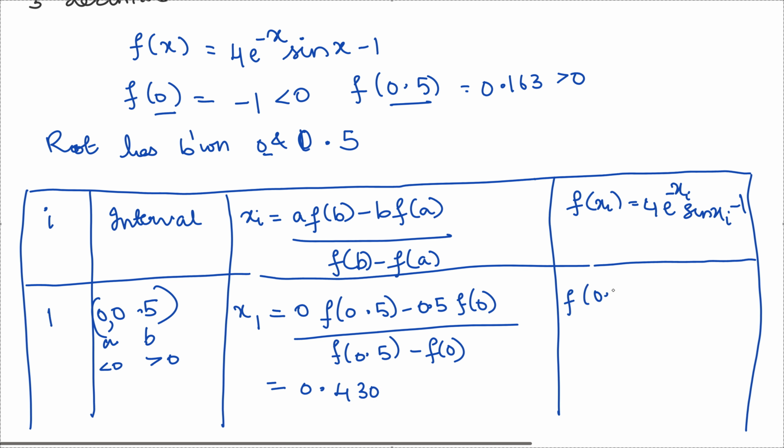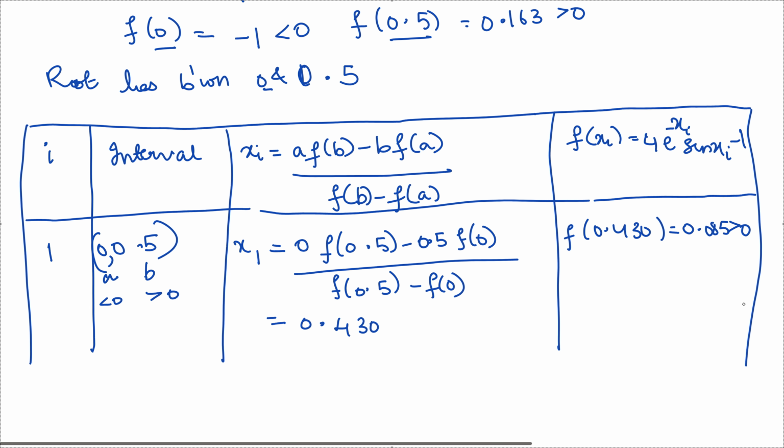f of 0.430 is equal to 0.085, which is greater than 0, right? First we found out the x1 value, we got 0.430. Now let's see what f of x1 is. So f of 0.430 is 0.085, which is greater than 0.